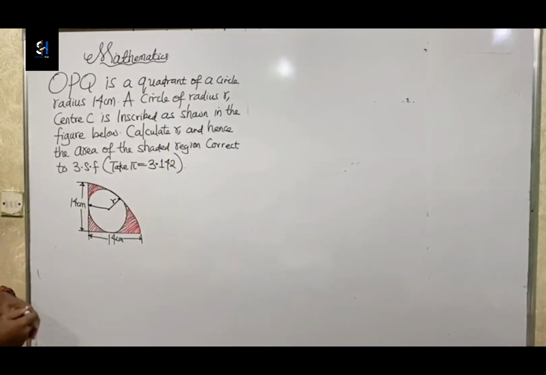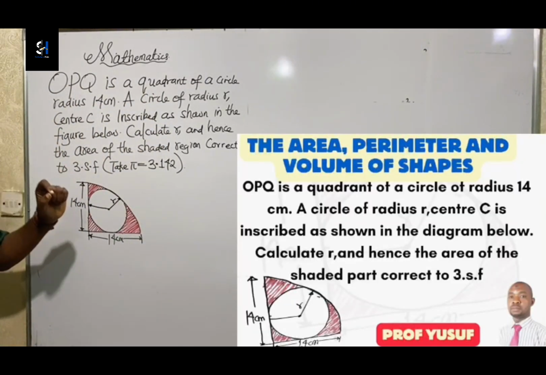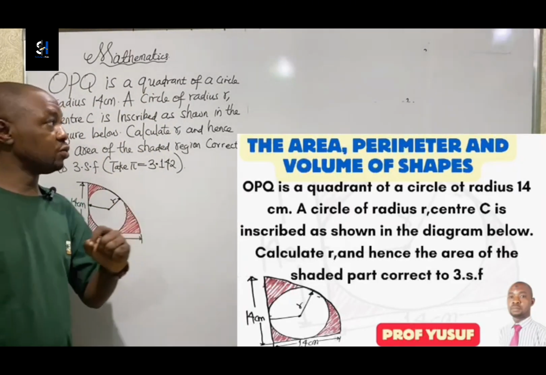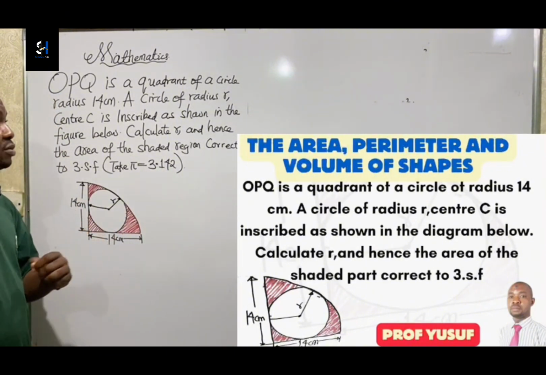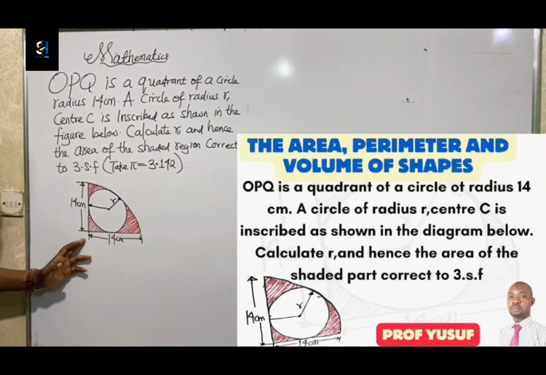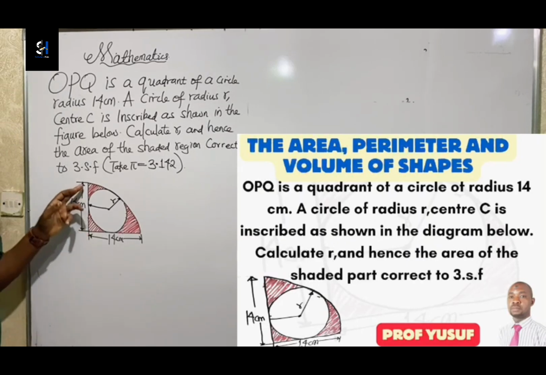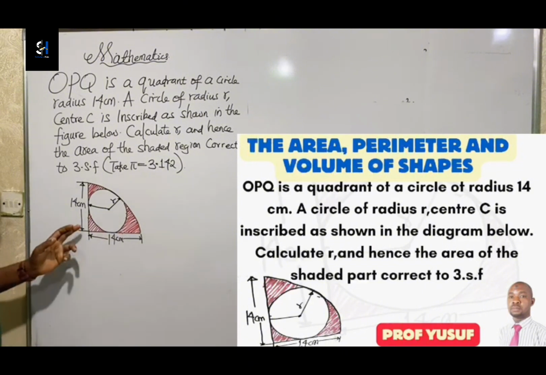All right, so this is the question. OPQ is a quadrant of a circle, radius 14 centimeters. That means the radius of the quadrant, which is the distance from the center of the quadrant to the vertex or corner of the quadrant, is 14.